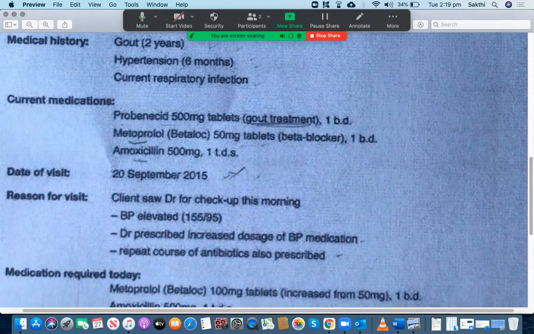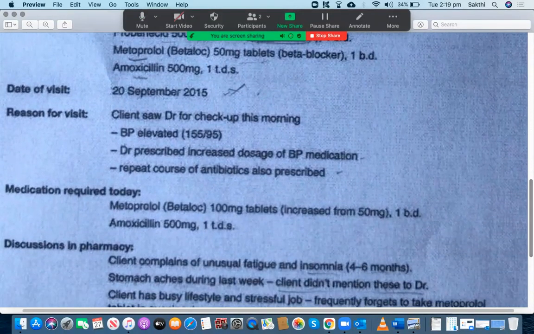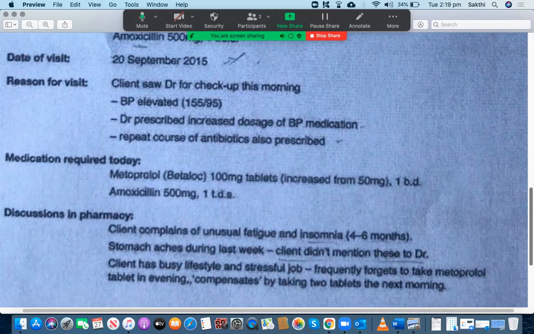Okay. So that's for gout. Current medication. Oh, it's all ongoing. Okay, then it's all right. And then date of birth, you don't need to; date of visit, you don't need to mention that. Client visited doctor for checkup this morning. BP elevated, doctor prescribed increased dosage of BP medication. Why didn't you include this one? Reason for visit. Okay, a repeat course of antibiotics also prescribed. Checkup this morning, BP elevated, that's okay.